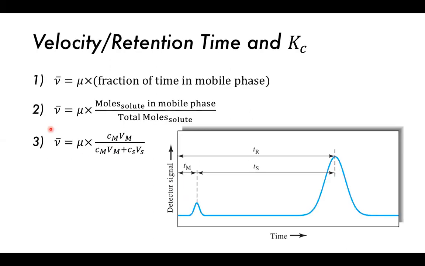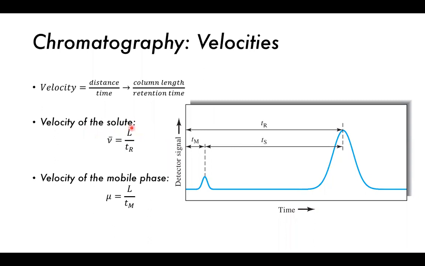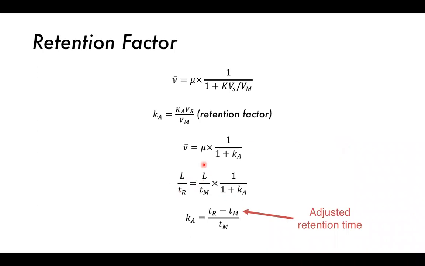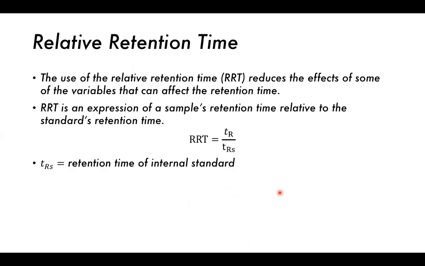If we go back, I can show you. Back even further: the velocity of the solute is equal to L over TR, where L is the length of the column and TR is this distance, the total retention time, from injection to the solute coming out. So that is equal to mu, the length of the column over the time of the mobile phase coming out, times 1 over 1 plus the retention factor. And then the retention factor, if we rearrange this, is going to be equal to TR minus Tm over Tm. And so this is the adjusted retention time. Remember, L disappeared here because we can divide through by L and lose it on both sides.